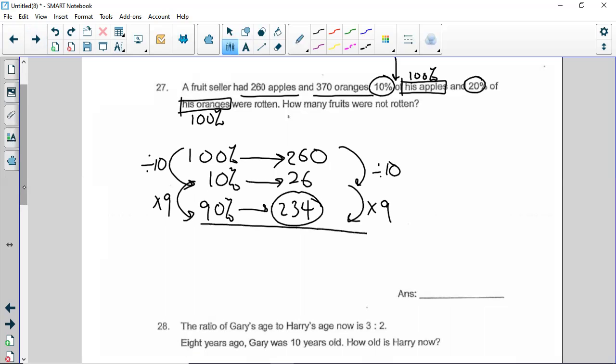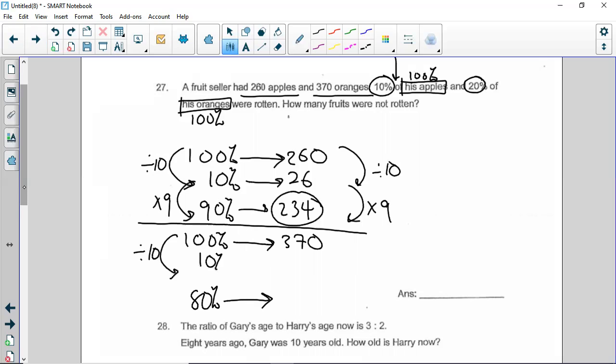Then go to the oranges. Okay, oranges, they are 100% again, which is all the oranges, and that is 370 oranges. And if 20% are rotten, then 80% must be not rotten, right? 100% minus 20%, you get 80% not rotten. Shortcut, I can do the same thing. I don't have to find 1%. I jump, I divide by 10 to get 10. And then later, I times 8 to get 80%.